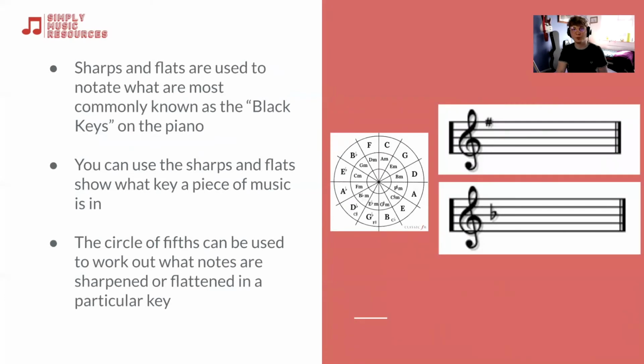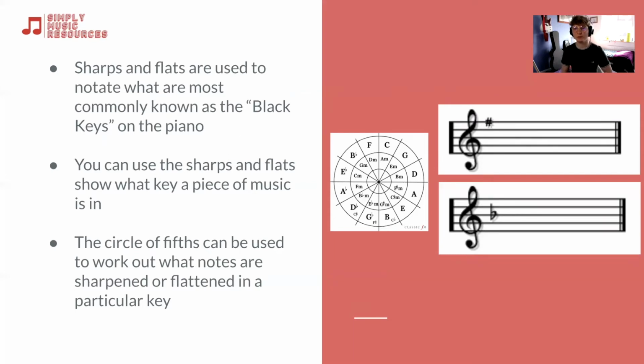We also have symbols for what are called sharps and flats, and these are easily remembered as the black keys on a piano. So our original 7 notes are the white keys, and then you have sharps and flats, which are 5 extra notes that appear on the piano, and they're in between all the other notes.